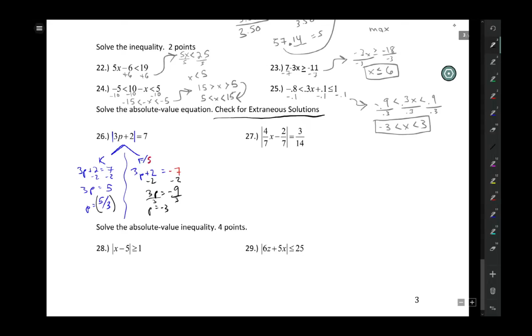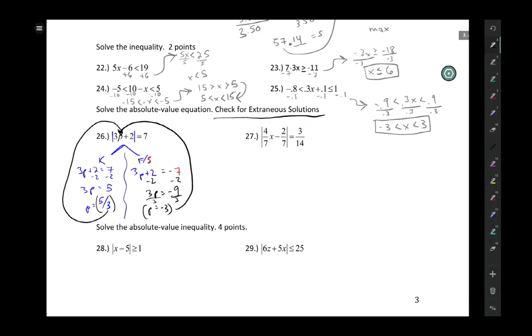That again means you have to substitute 5/3 in for p. You need to substitute negative 3 in for p as well. Okay, so make sure you double check those. If it doesn't equal the same, it's extraneous. Equals 3/14. Again, keep one. Flip, switch. Don't be afraid of fractions.